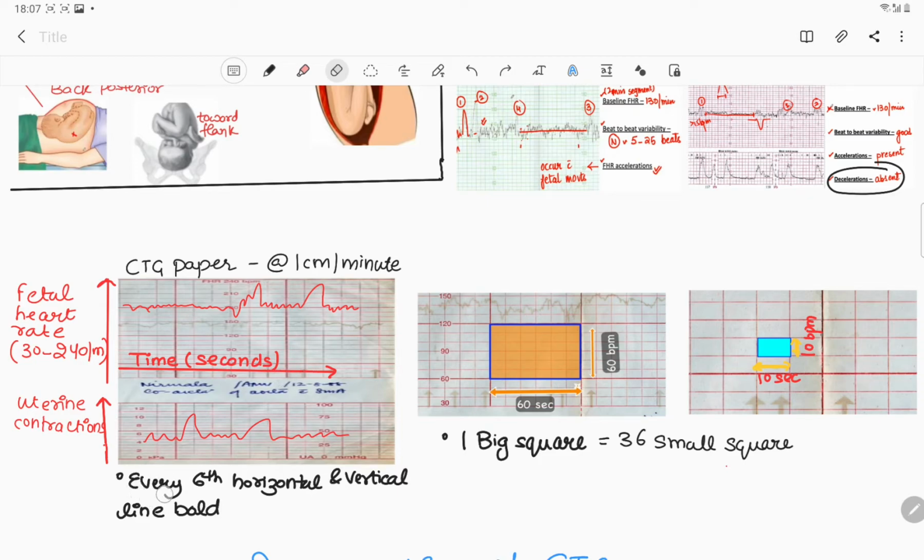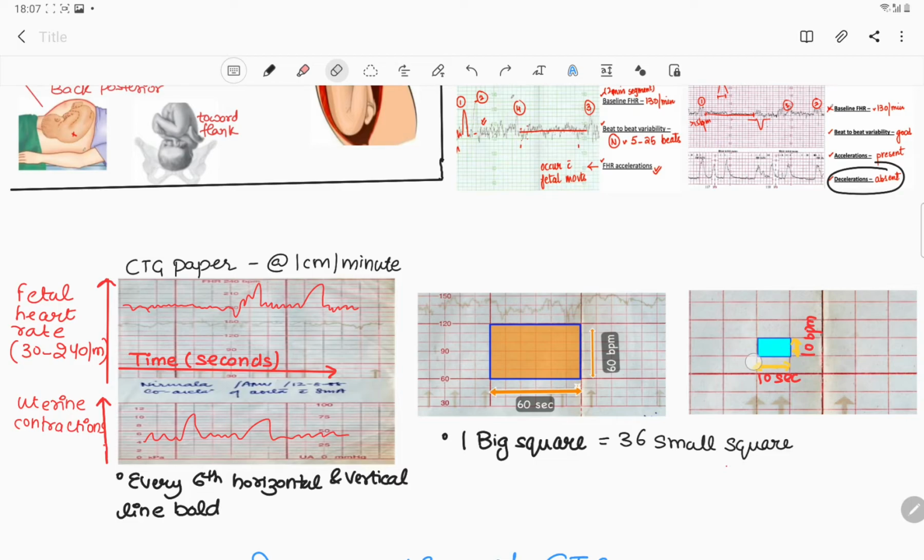And in this CTG, every sixth horizontal line and vertical line is bold. Let's zoom in on this one big square. It measures 60 seconds on the x-axis and 60 beats per minute on the y-axis. And this one big square contains 36 small squares.